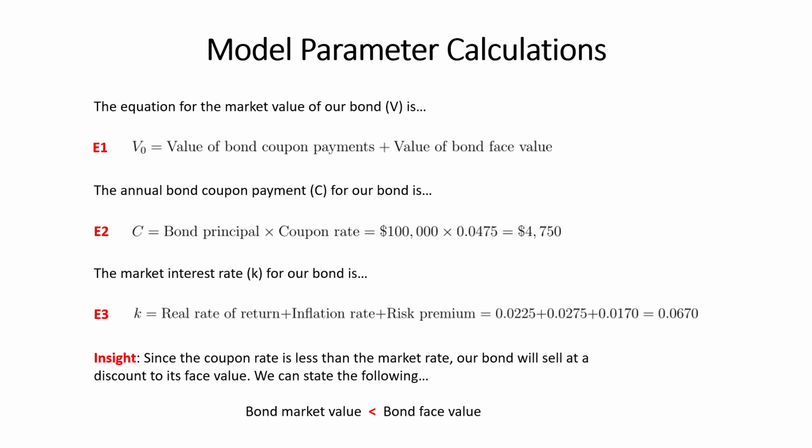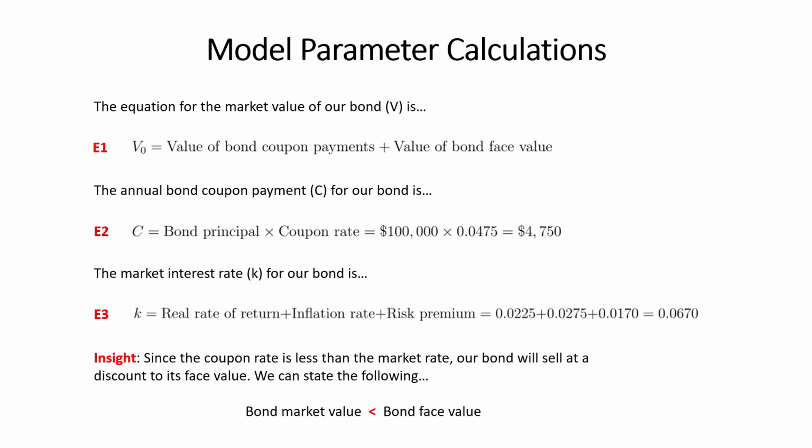We're going to receive 5 coupon payments, one at the end of every year for 5 years. So that's equation E2, and we're going to say the capital C is the coupon payment. And the calculation there is the coupon payment equals the bond principal times the coupon rate. So in our case, we have a $100,000 bond, and we have a coupon rate of 4.75%. And if we multiply those two together, we have an annual coupon payment of $4,750.